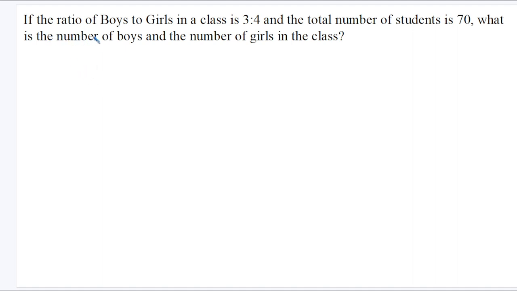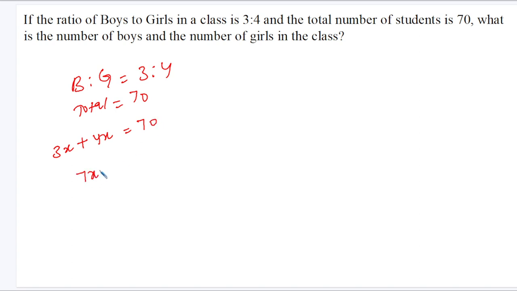For example, this one: if the ratio of boys to girls in the class is 3 is to 4 and the total number of students is 70, what's the number of boys and the number of girls? Well, I'm given the ratio. So 3 is to 4 is the ratio of boys to girls. So can I assume that the number of boys is 3 times something, say 3x, and the number of girls is 4 times something, say 4x. Addition of these two is given as 70.